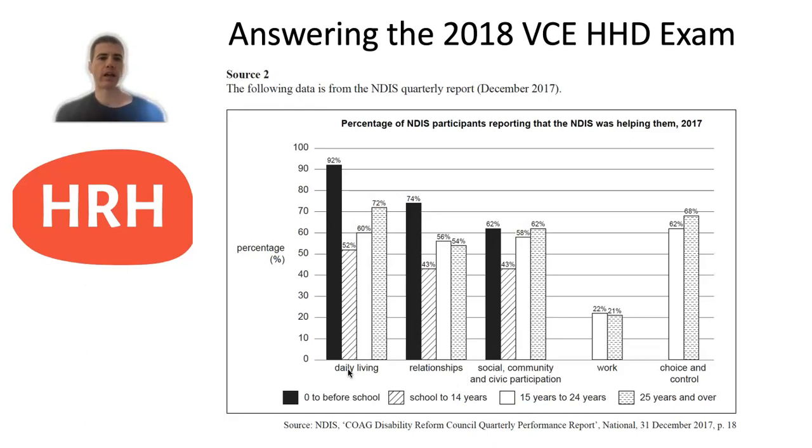Whenever you get some data like this as well, make sure you run a critical eye over it too and think, well, is this a very good representation of whether or not the NDIS was able to help people? And so you can see in some of those categories, for example, work, it's quite low down at 22 and 21% when looking at that 15 to 24 and 25 year and over group that mentioned that NDIS was actually helping them with their work. So not all of this data is necessarily that great. So that's just something to keep in mind as we move on to the next source and the question.